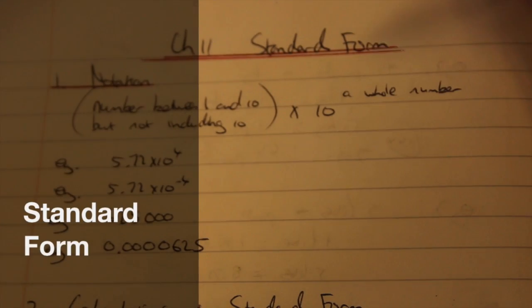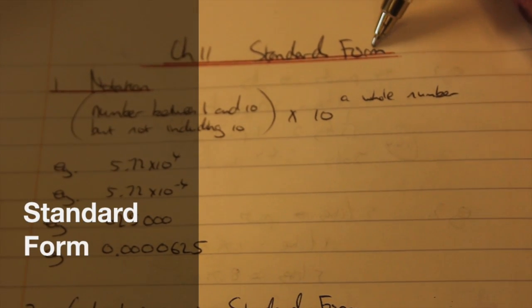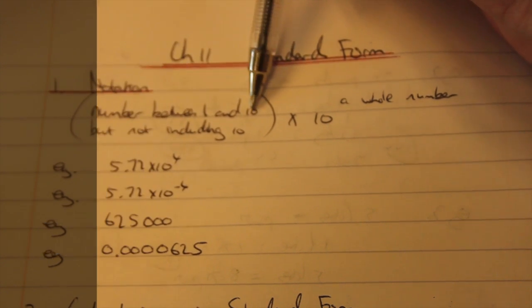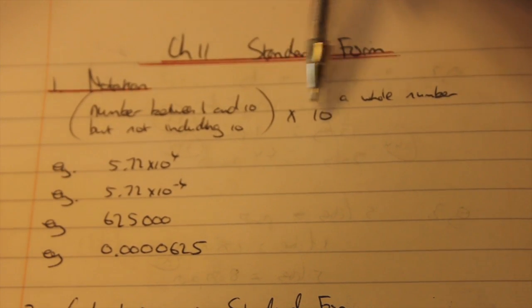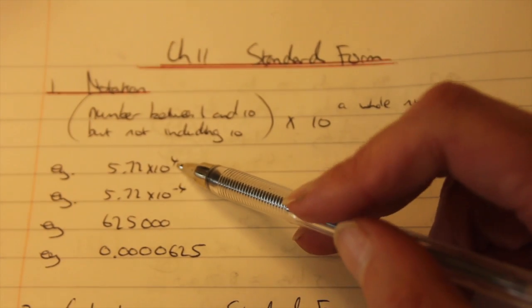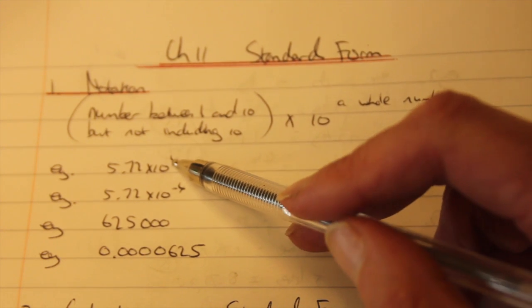Having a wee look now at standard form, it's a pretty straightforward topic. First of all, make sure you're familiar with notation. It's a number between 1 and 10, but not including 10, times 10 to the power of a whole number. So if we look here, the number is a 4, the power is a 4.